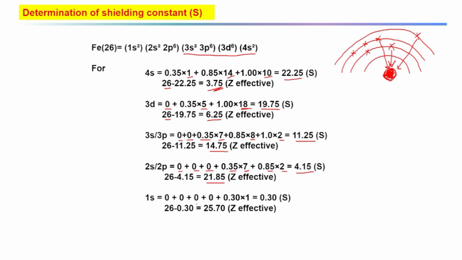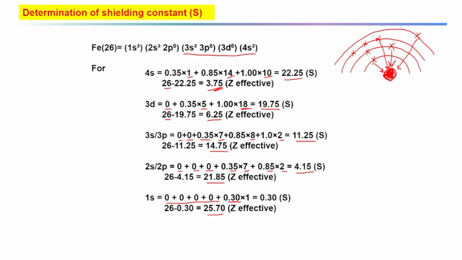And if we consider the 1s electron, all other contributions will be 0 from 2s, 3s, 3p, 3d, and 4s. And in 1s we have only 2 electrons. One electron can see there is one more electron. So that electron will shield only 0.30 for 1s. So the effective nuclear charge will be 25.7. So the 1s electron, which is very close to the nucleus, will feel that there are 25.7 protons in the nucleus. So this is the concept of effective nuclear charge.